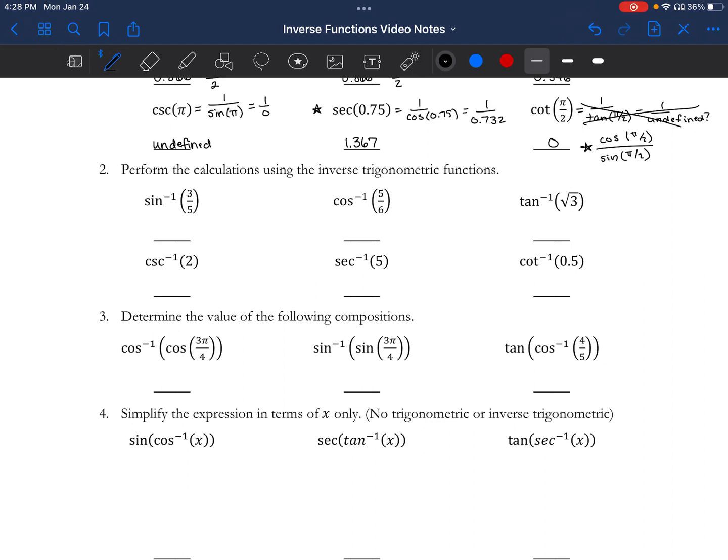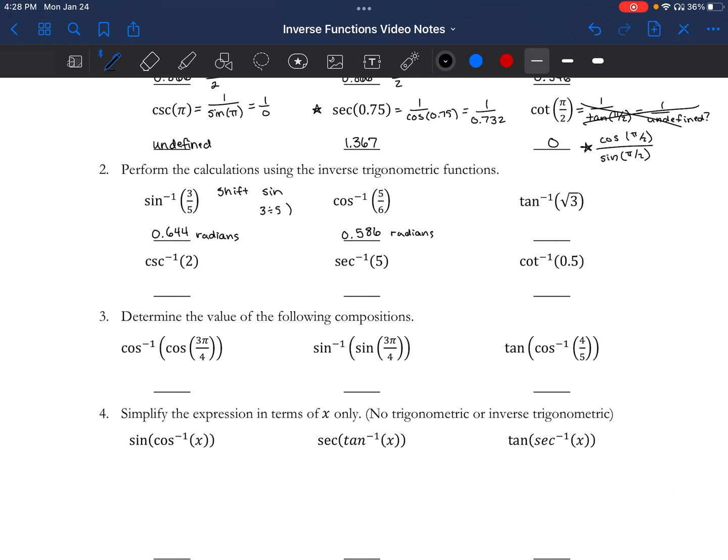So for this first one, my button is shift, sine, and then I'm going to type in 3 divided by 5, or 3 fraction 5, and then I'll close off the parentheses, and that gives me 0.644 radians. So my answers are going to be in radians on all of these. I'm going to do the same kind of idea for the next one. So shift cosine, and then I'll do 5 over 6, which will give me 0.586 radians.